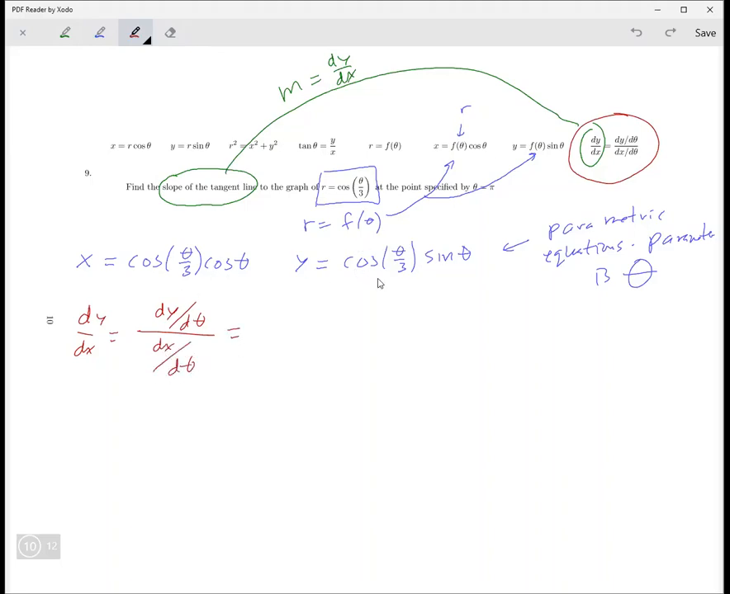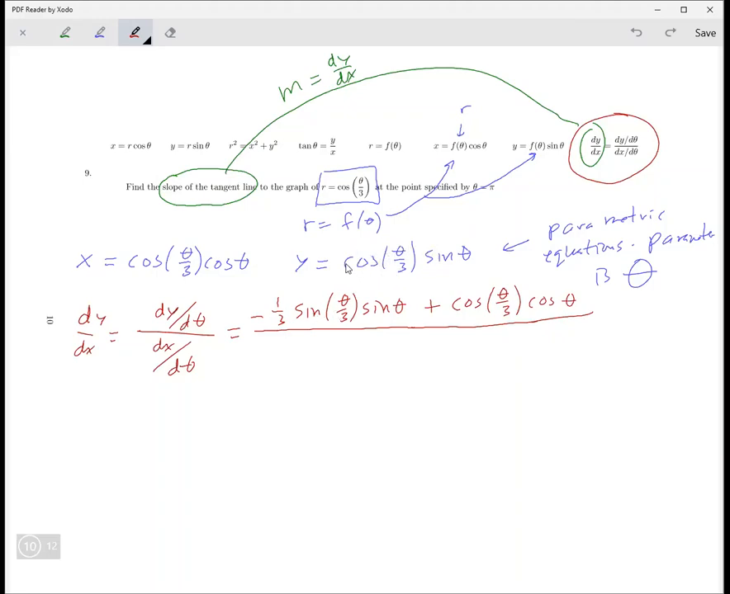Okay, so dy d theta, that would be the derivative of this with respect to theta. So it's the derivative of the first part, which is negative 1/3 sine of theta over 3, times sine theta, plus this one times the derivative of that, which is going to be cosine theta. Okay, so I just applied the product rule to here.